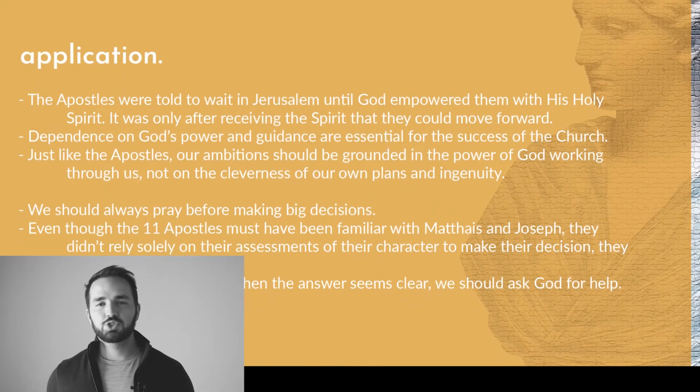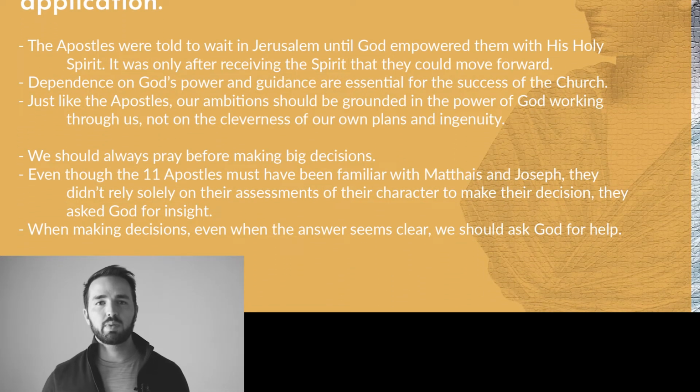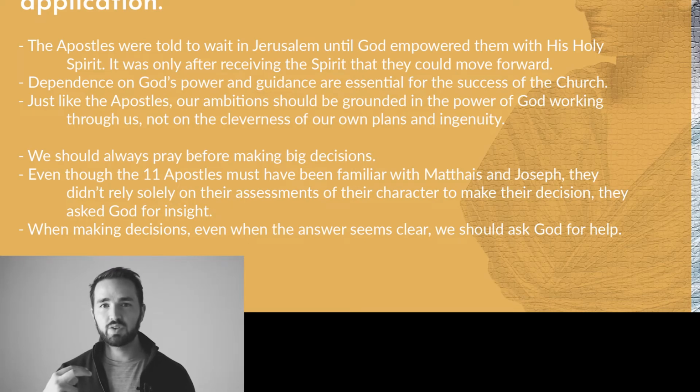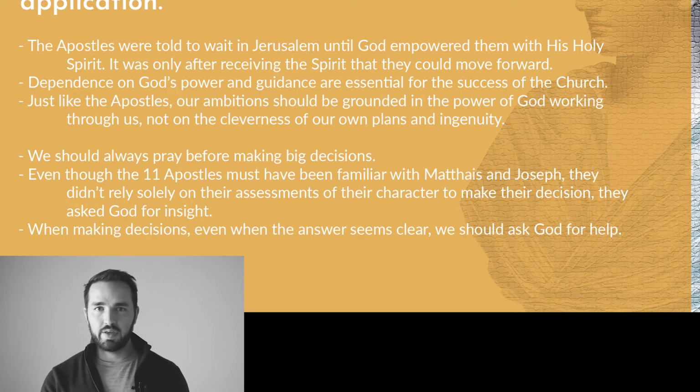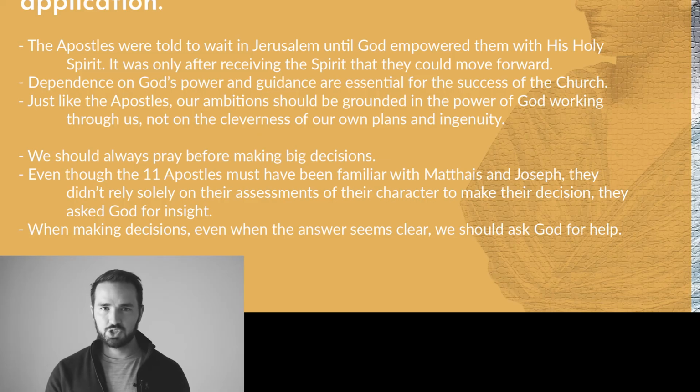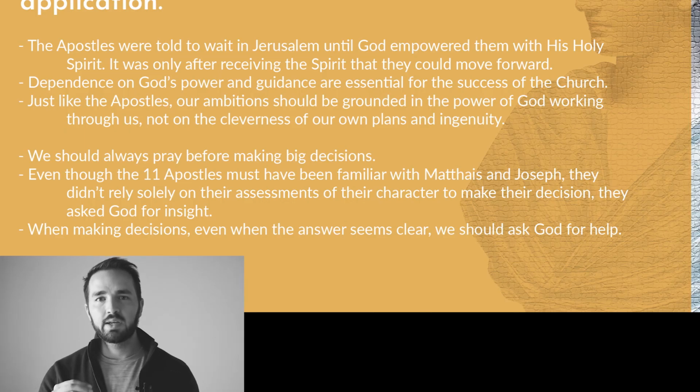And then the second application, we should always pray before we make big decisions. Even though the 11 apostles probably knew Joseph and Matthias pretty well before they put them up as candidates to be the apostle, they didn't rely on their own assessment of their character to make the decision. They still went to God and asked Him for insights. So the application for us is that when we're making decisions, no matter how familiar we are with the situation or the variables involved, we need to go to God and ask Him for help.